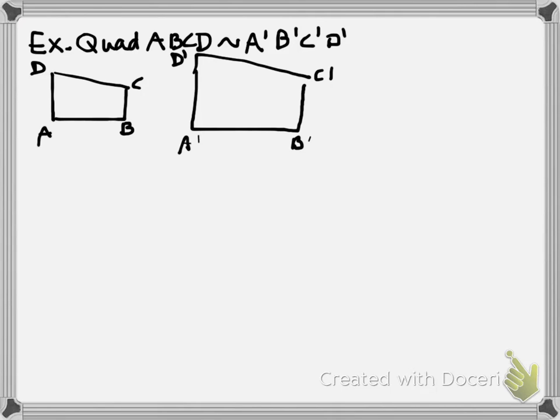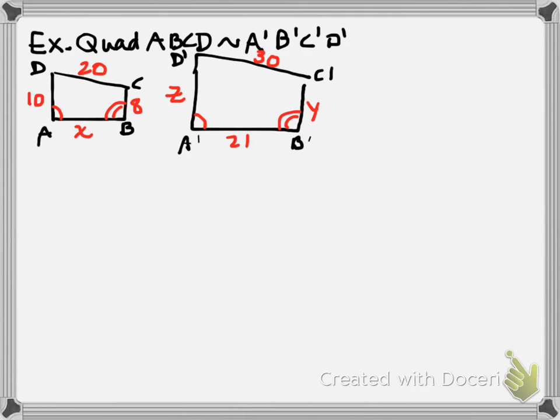On the first polygon, we've got the length of AB is X, BC is 8, CD is 20, AD is 10. Over on the A prime to B prime is 21, B prime to C prime is Y, C prime to D prime is 30, and A prime to D prime is Z. In addition, angle A and angle A prime are congruent, angle B and angle B prime are congruent.